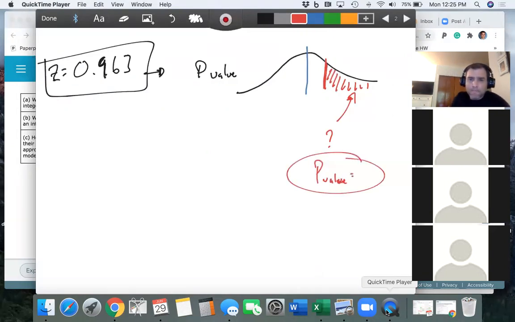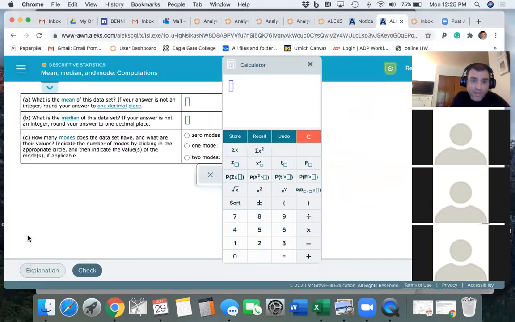And so to do that, I can use this little calculator. If I click on Z, then I can type in 0.963, and that'll give me the proportion for a Z score of 0.963. Wait. Hold up. Let me see what this. No, that's not what it does. I need this button.